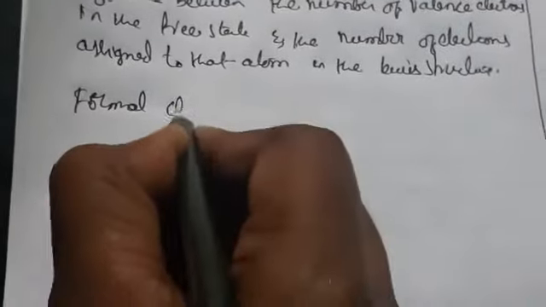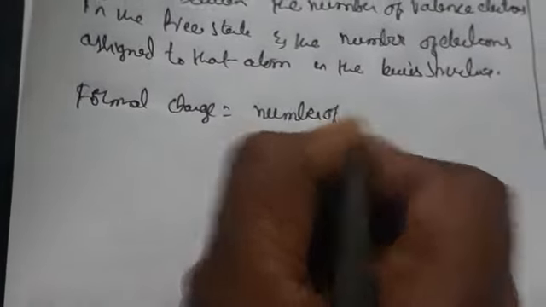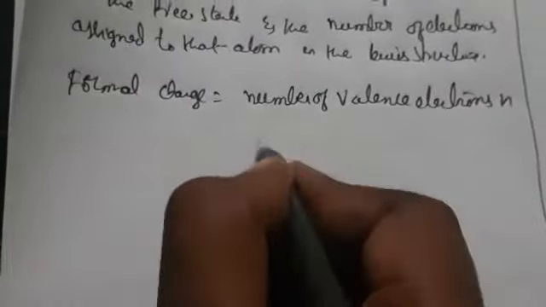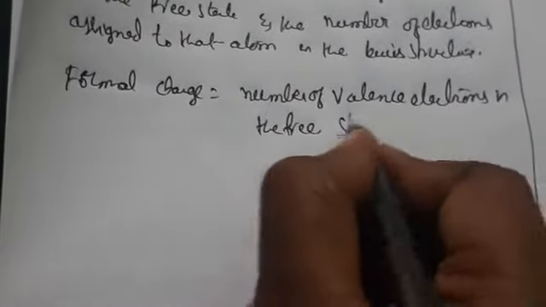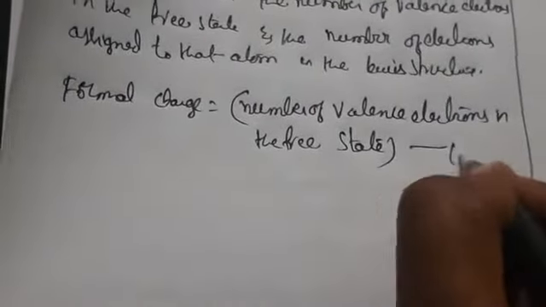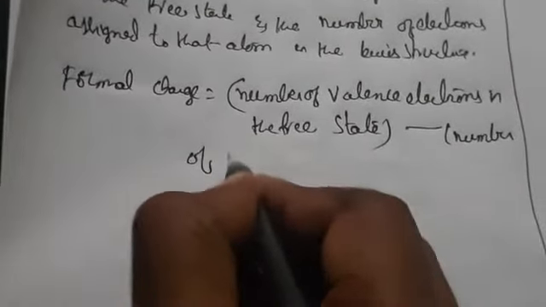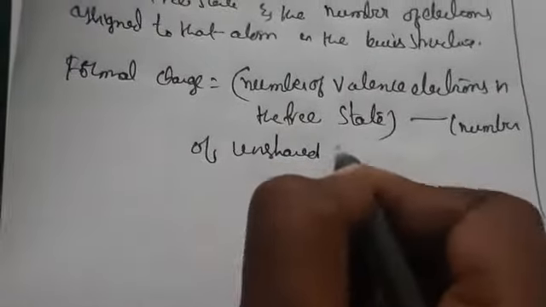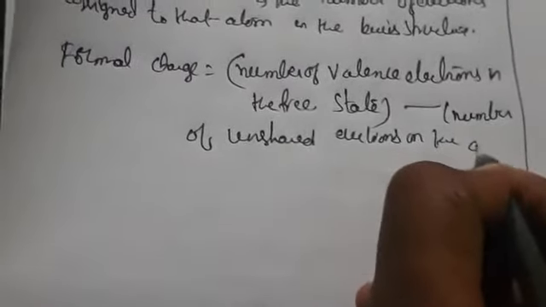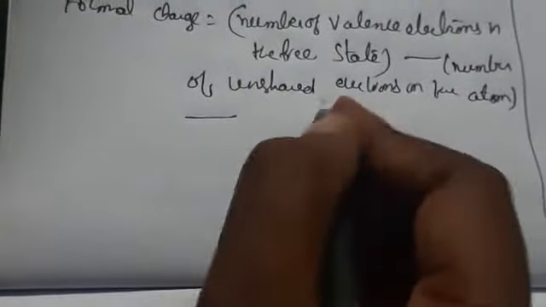So what can we say here? Formal charge is nothing but the difference, meaning subtracting: the number of valence electrons in the free state, minus, so we are doing minus, the number of unshared electrons on the atom, which are not shared on the atom, and the next one, the number of bonds around the atom.